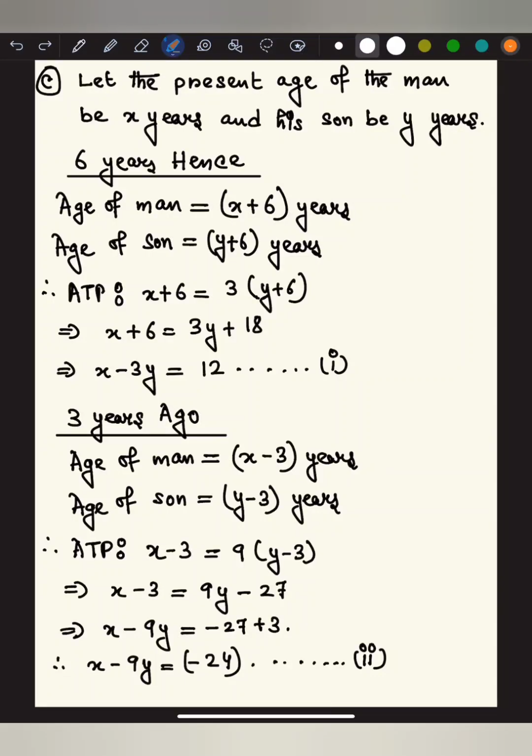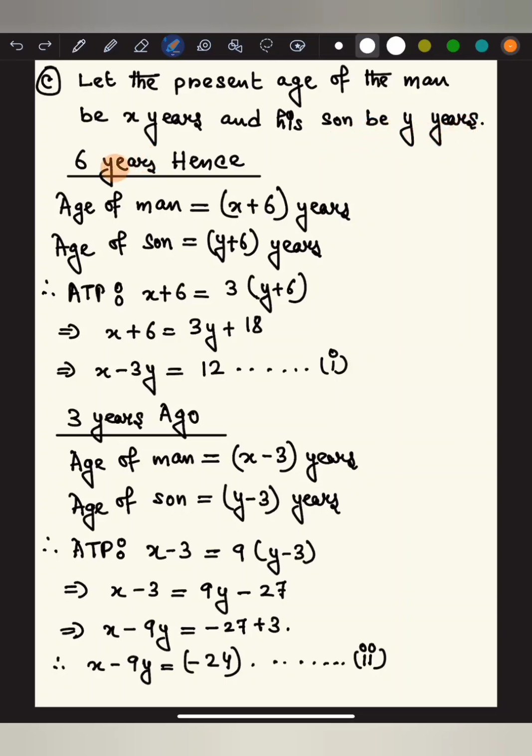Okay, question 6, subpart C. So the question given here is that 6 years hence a man's age will be 3 times his son's age, and 3 years ago he was 9 times as old as his son. Okay, find their present ages. Okay, so let the present age of the man be x years and his son's age be y years.